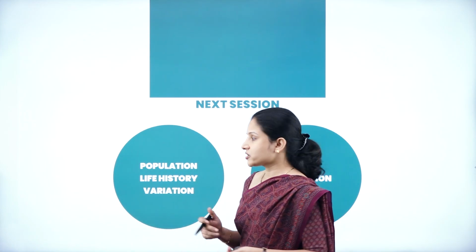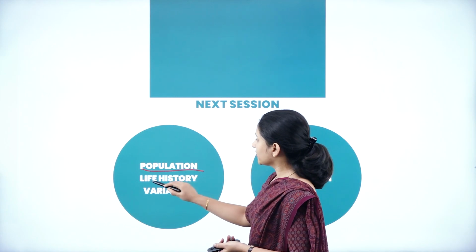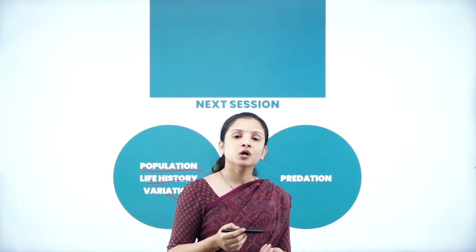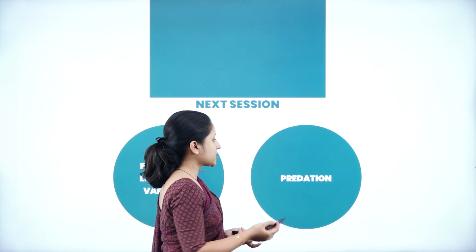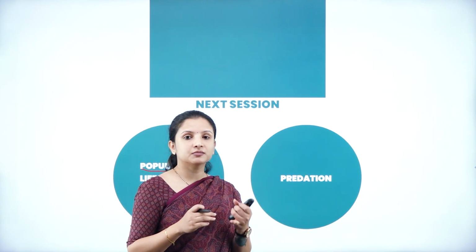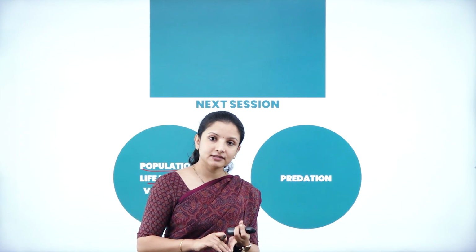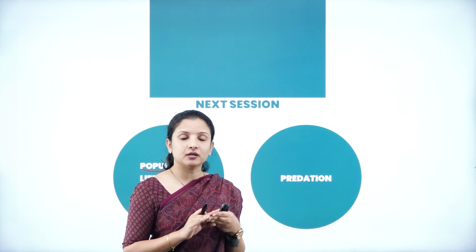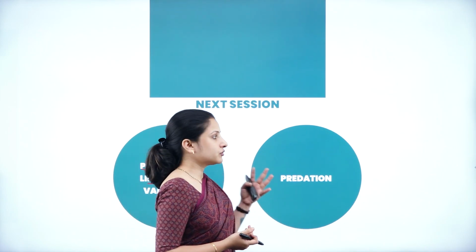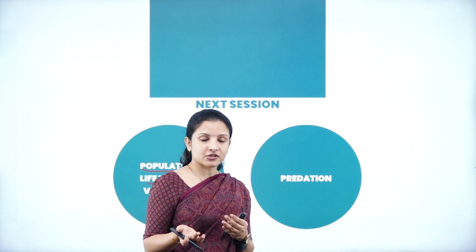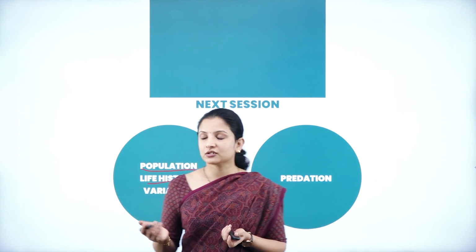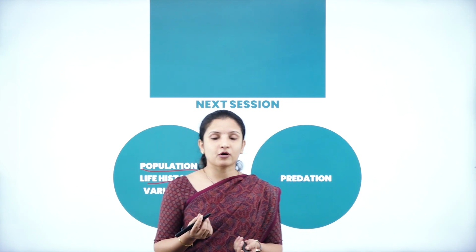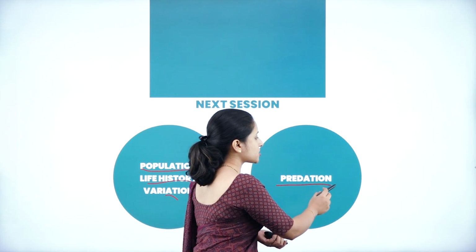So in the next session, we shall discuss the life history variation in the population, and the reasons for the variation in the population. There are various reasons, that is predation, commensalism, mutualism, pathogenesis. So each of these we shall study in the coming sessions, and in the next session, among these different variations in the population, we shall study predation, how predation actually causes a variation in the population.